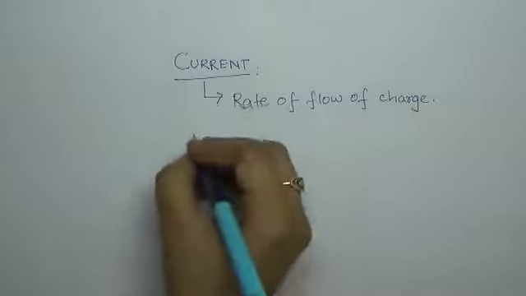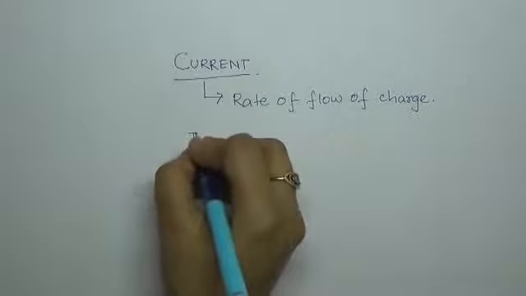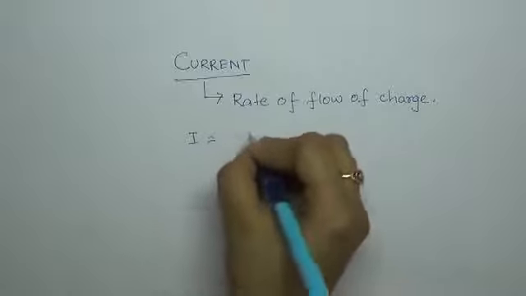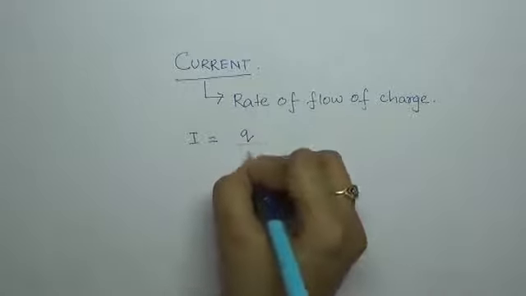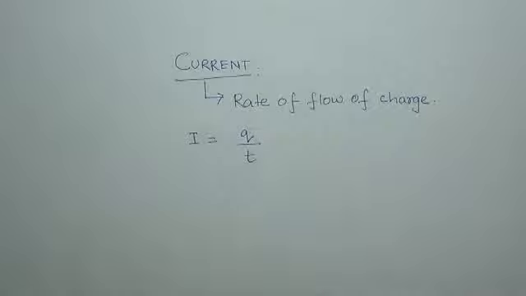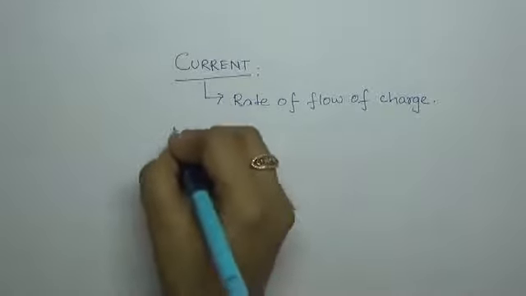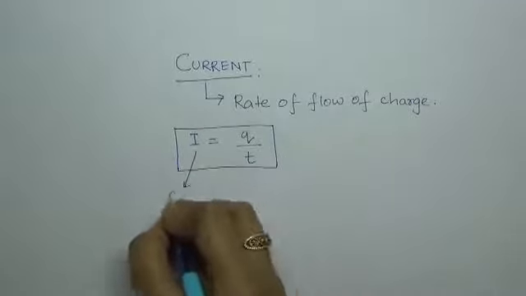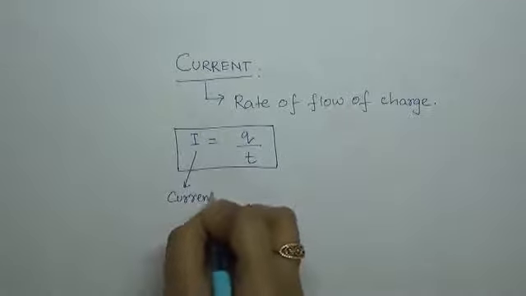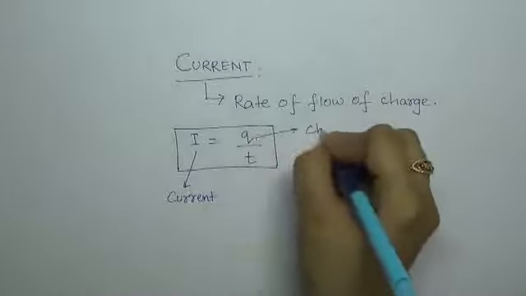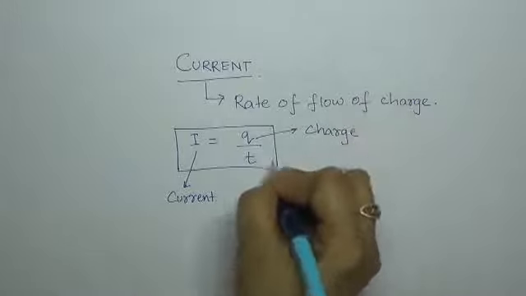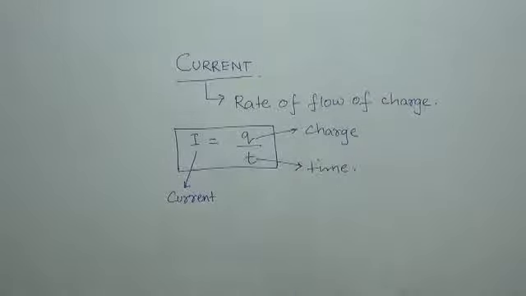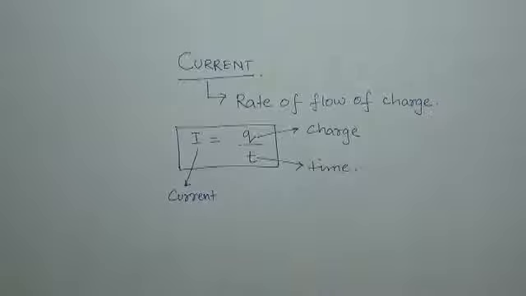So how can you write it as a mathematical statement? Current is denoted by the symbol I. I is equal to Q by T, where I is current, Q is charge, and T is time. So here we have the formula for current.